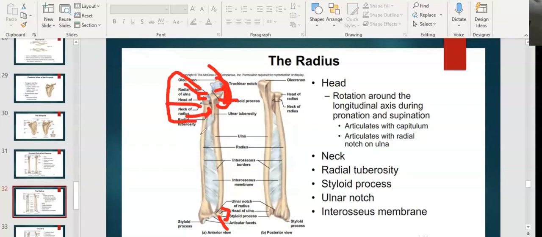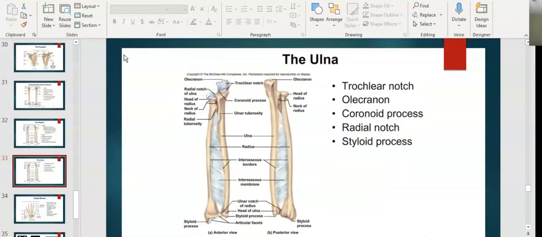In the distal epiphysis of your radius, you're going to have right here another pointy area, which is going to be your styloid process again. In this case, it's going to be the styloid process of your radius. So now, these styloid processes that you have right here, they're going to articulate with the bones that you have in your wrist.